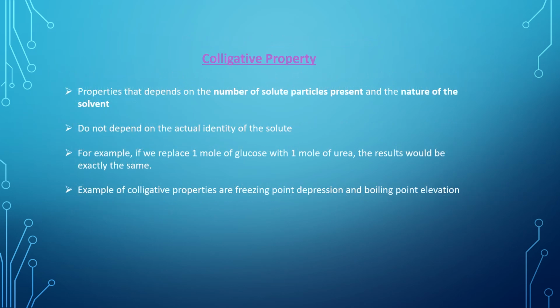Colligative property. Properties that depend on the number of solute particles present and the nature of the solvent, but do not depend on the actual identity of the solute. For example, if we replace 1 mole of glucose with 1 mole of urea, the results would be exactly the same. Examples of colligative properties are freezing point depression and boiling point elevation.